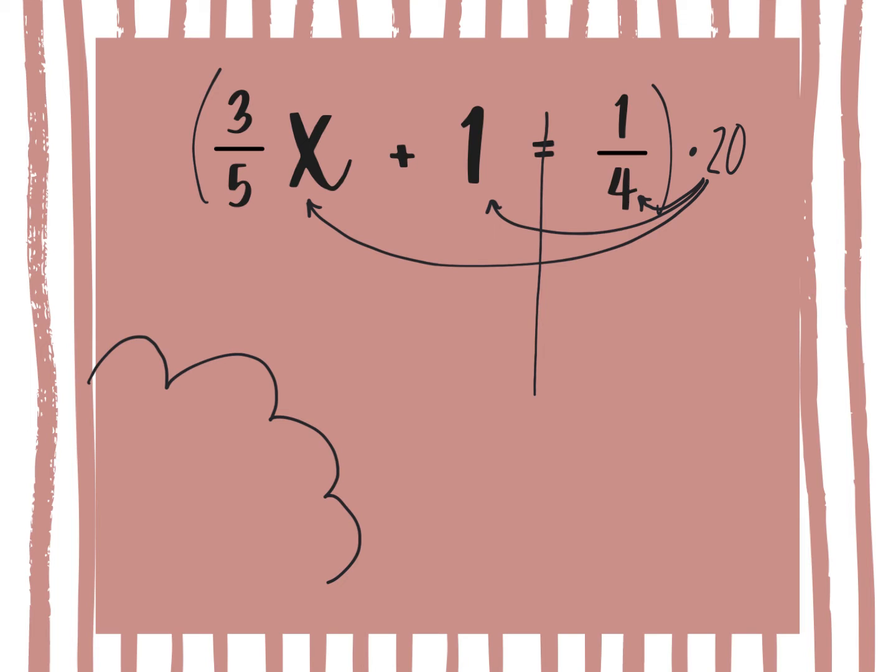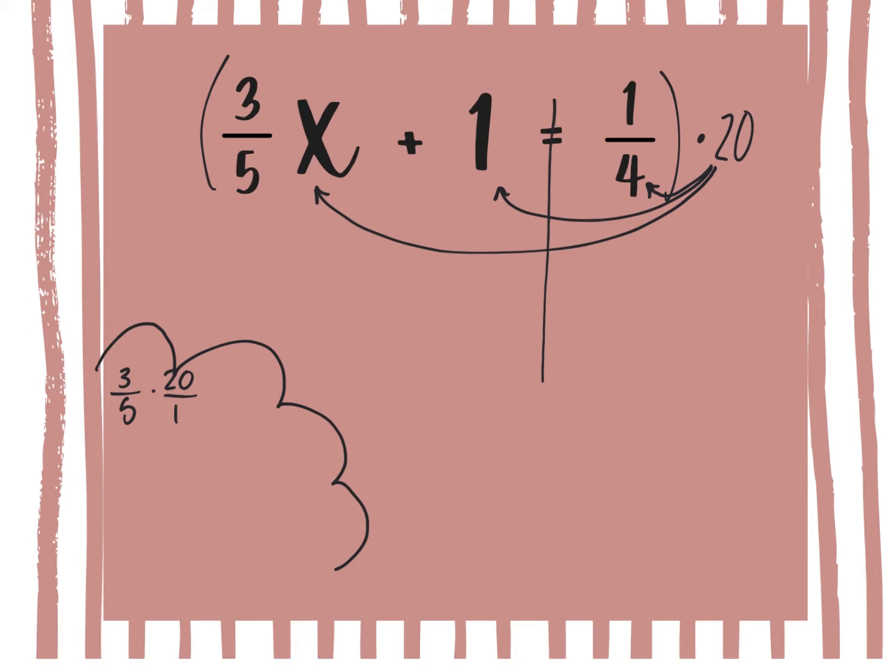So let's start by going left to right. 3/5 x times 20. In order to multiply those, I really just need to be thinking 3/5 times 20. And I can put 20 over 1 in order to make it into a fraction. Now 3/5 times 20 over 1 is a math problem that can be cross-reduced, cross-canceled. The 5 and the 20 that are across from each other can both be divided by 5.